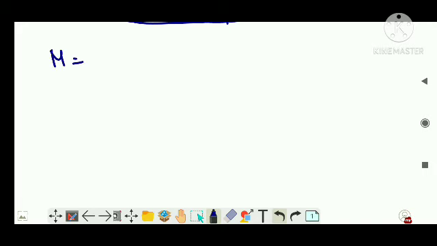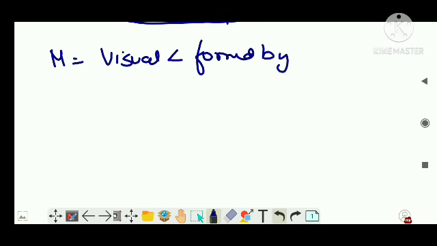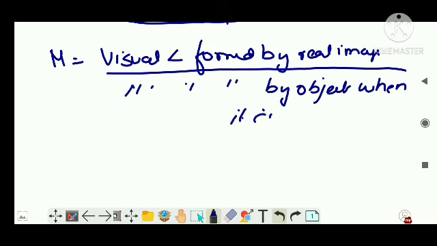Now if you are asked what is the proper equation for a microscope's magnification, it is m. The magnification of any microscope, simple or compound, is equal to the visual angle subtended by the real image divided by the visual angle subtended by the object when it is at D.